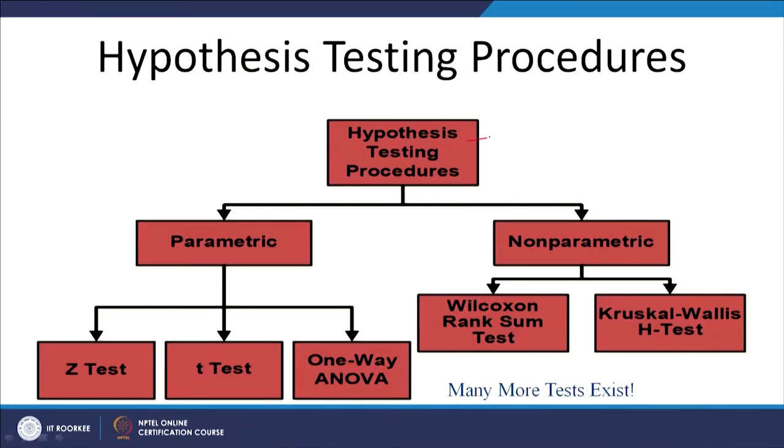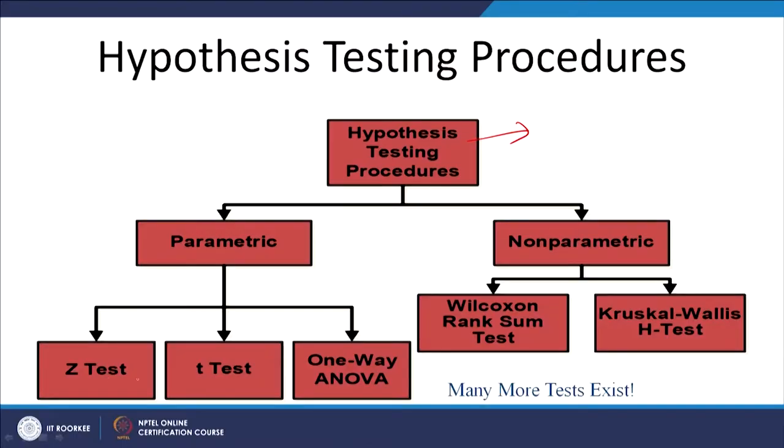So, we said hypothesis testing is the most important part for any researcher, to test whether the null hypothesis is to be accepted or the alternate hypothesis is to be accepted. The researcher's intention is always to see that the alternate is approved. So, parametric, non-parametric, and we said Z test, T test, one way ANOVA, and here you have Mann-Whitney, Wilcoxon, Kruskal-Wallis, and also sign test, runs test, many other tests, right.